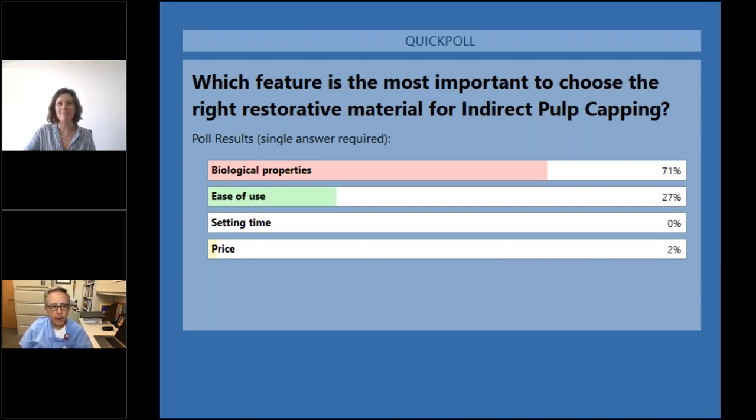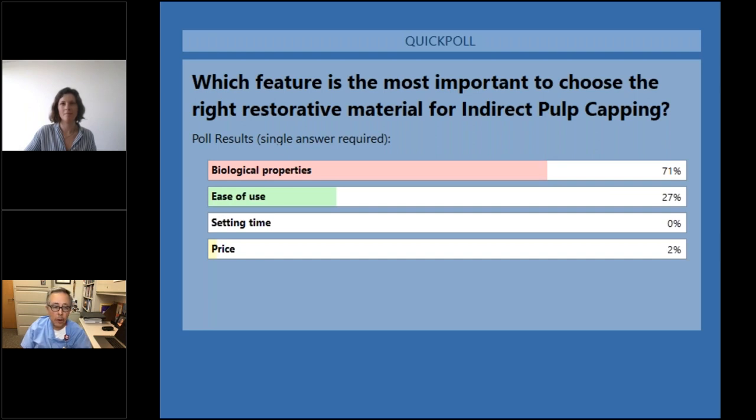Ideally, it will be perfect if we have a material with all these features: good biological properties, easy to use, an appropriate setting time, not too long, and then price. Out of these options, the majority answered the biological properties. That means that the majority of attendees to the webinar prefer a material with biocompatibility. And I kind of agree with that.